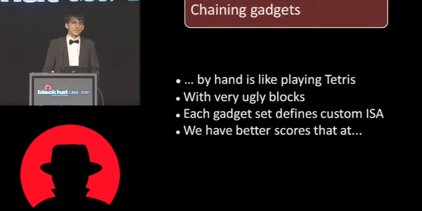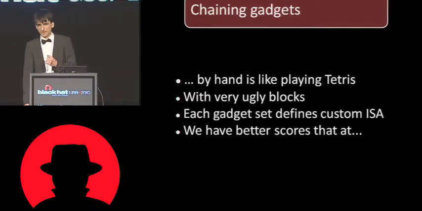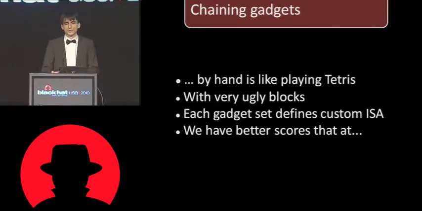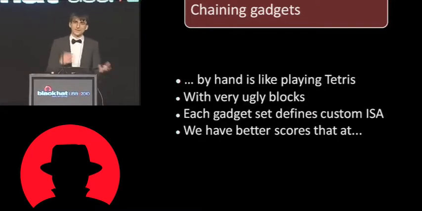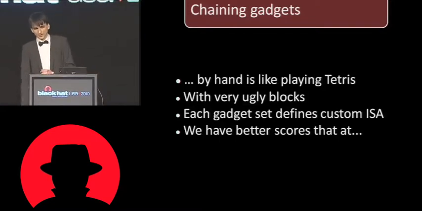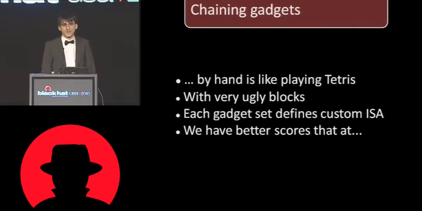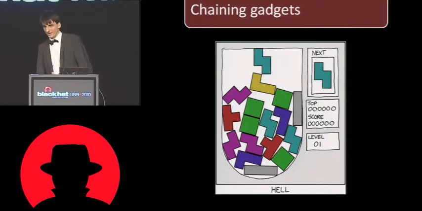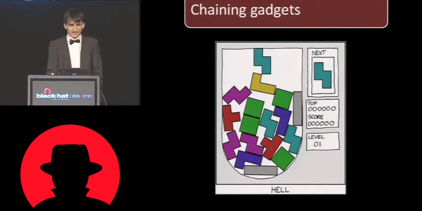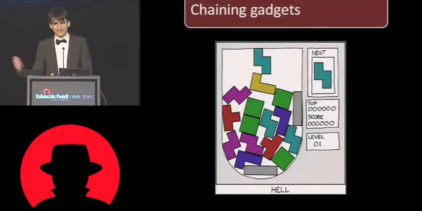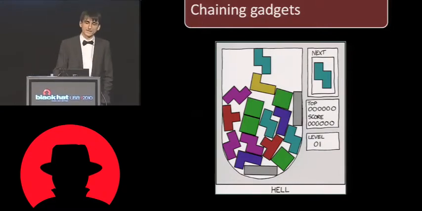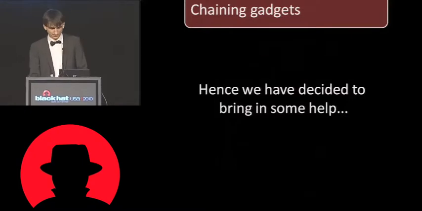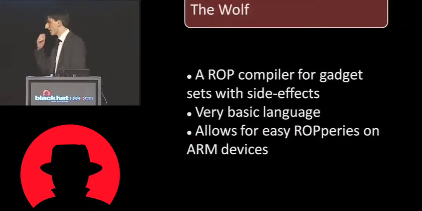So where does this complexity come from? Basically, each gadget set that you have defines a custom instruction set architecture. So whenever the version of your library changes, or maybe there's a compiler change, Apple has switched from GCC to Clang, you will have a new gadget set. However, we have better scores at piecing together Tetris than this. Nonetheless, it has become difficult in some cases, hence we have decided to bring in some help. This help is Mr. Wolf.